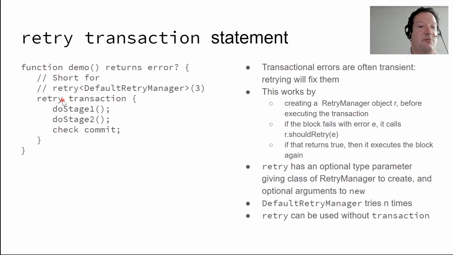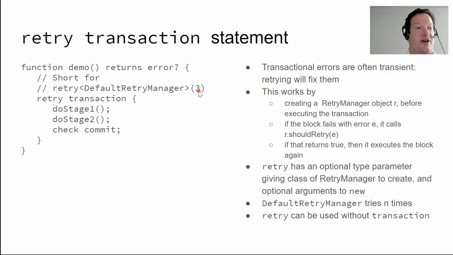You can put something in angle brackets here, giving the class of the retry manager that you want. If you don't specify that, you get the default retry manager from the error module, and that has an argument. So you also pass parameters here, which gives you the parameters to new. The default retry manager has a parameter that says how many times to retry, which defaults to 3. So this is exactly the same as calling the default retry manager from error with an argument of 3, and that will retry up to 3 times.